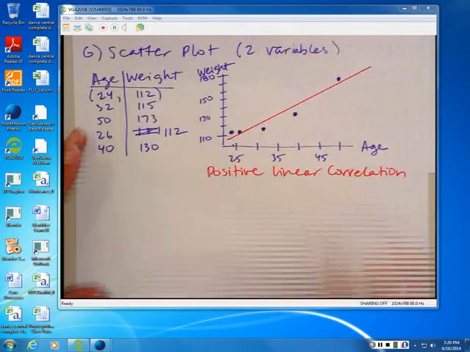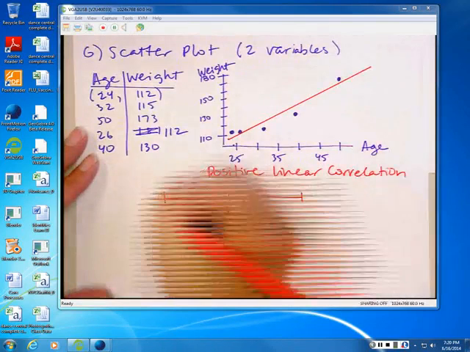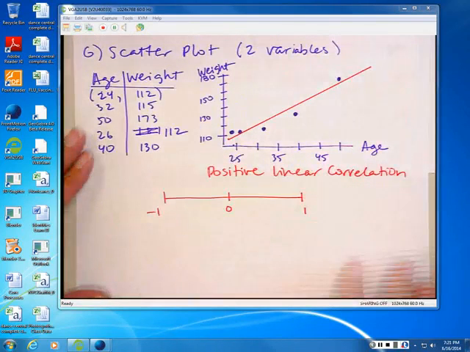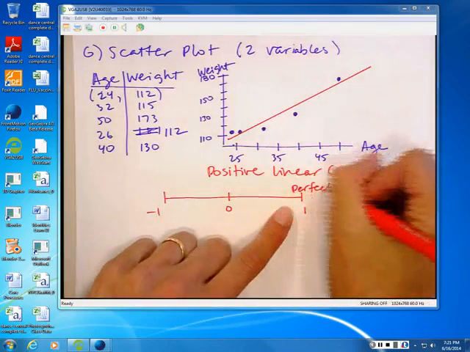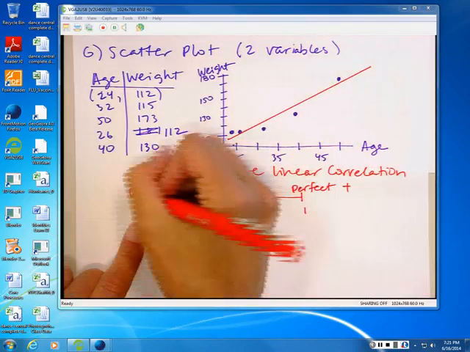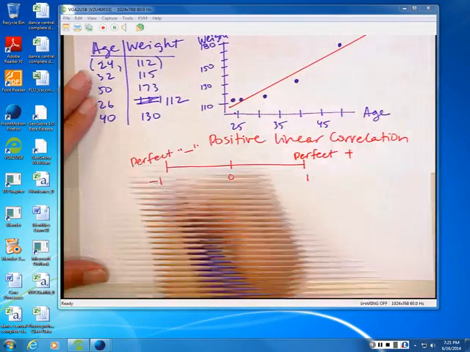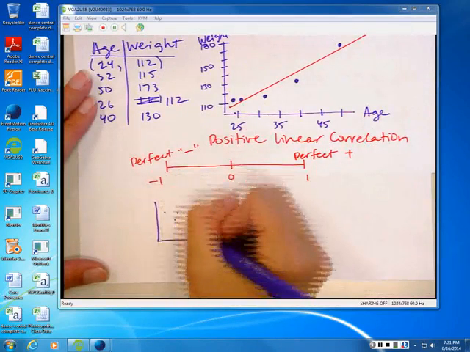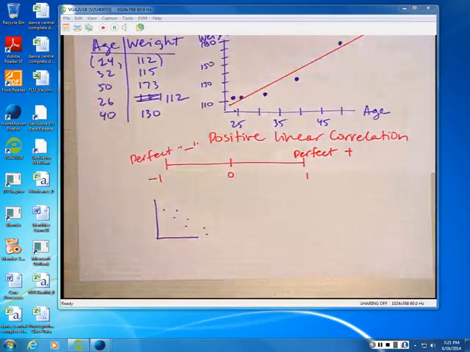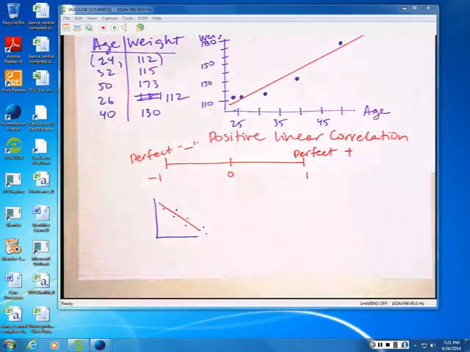We're going to work more with this in Chapter 10, but our correlations are measured on a scale between -1 and +1. +1 is a perfect positive correlation, and -1 is a perfect negative correlation. To give you an idea of what those correlations would look like, a negative correlation, one on this end of the spectrum, would look something like this, where my dots go down. If I were to draw a line through that data, I would have a negative slope.